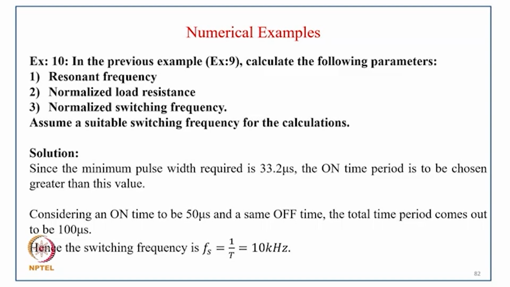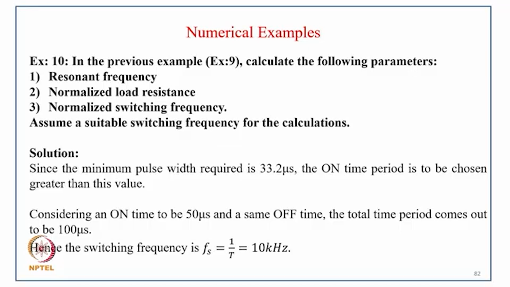Coming to example 10: in the previous example, calculate the following parameters: resonant frequency, normalized load resistance, normalized switching frequency. Assume a suitable switching frequency for the calculation. The solution is, since the minimum pulse width required is 33.2 microseconds, the on time period is to be chosen greater than this value. So considering on time period 50 microseconds and same off time, the total period occurs 100 microseconds.